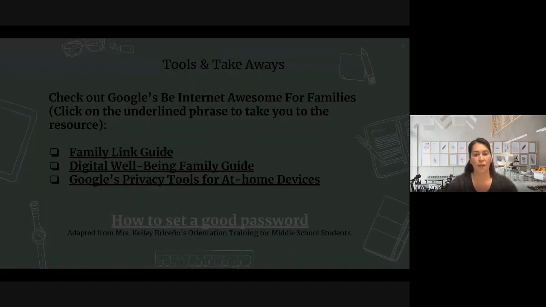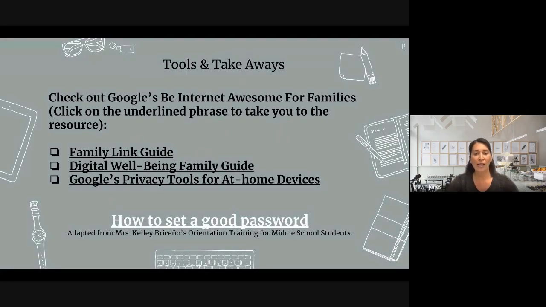Okay. Here are your actual takeaways. The Family Link guide, the Digital Wellbeing family guide, and Google's privacy tools for at-home devices. These are all quick reads with really great tips. And then there's even scenario-based things in that Digital Wellbeing guide where you can kind of ask the scenario and then use it for dinner conversation or car rides or things like that. Okay. Any questions there for tools and takeaways?